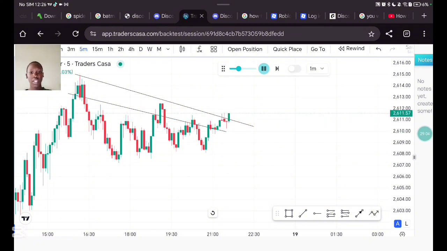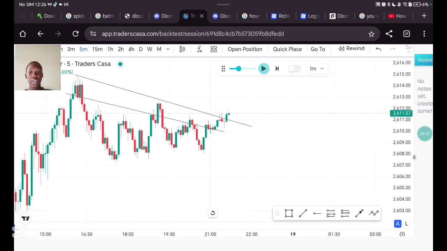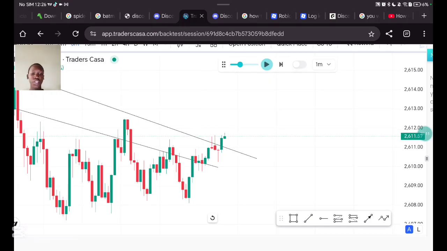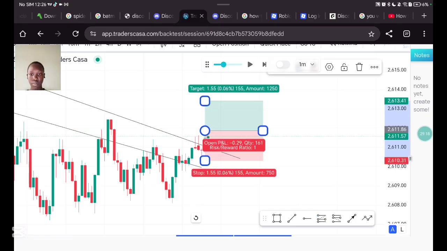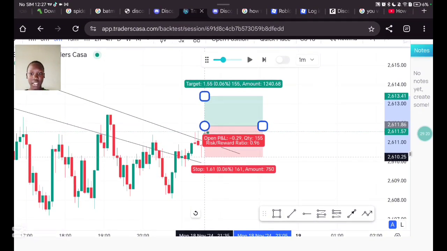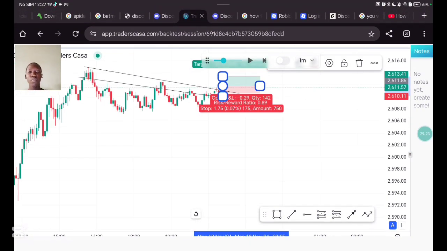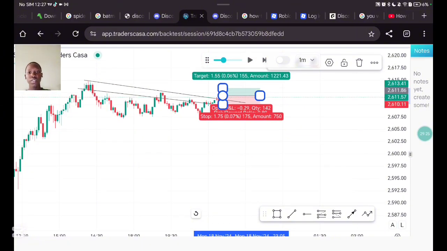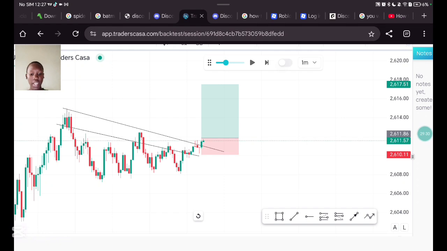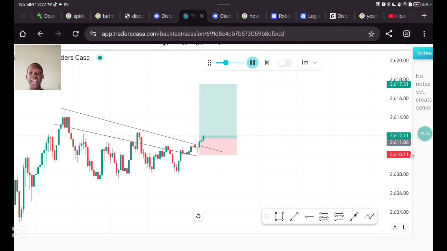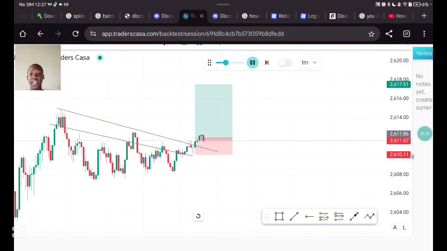So now let's be patient guys. Now it has broken out of the zone. So what we shall do is put a buy limit above. Remember guys, I'm trading gold. Put a buy limit above, put stop loss here. Then we can aim for 1:3 risk to reward. Now it has entered us. Now we are in the trade. Now let's wait and see.